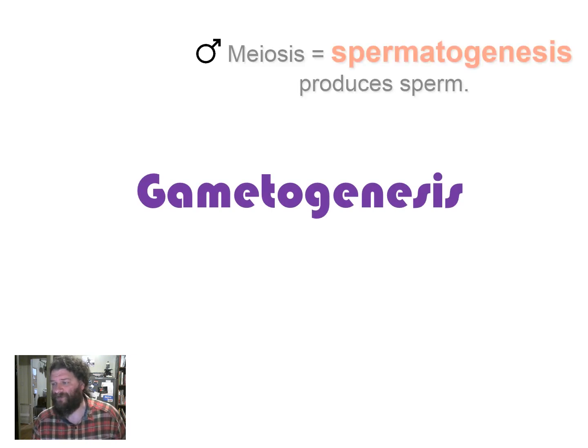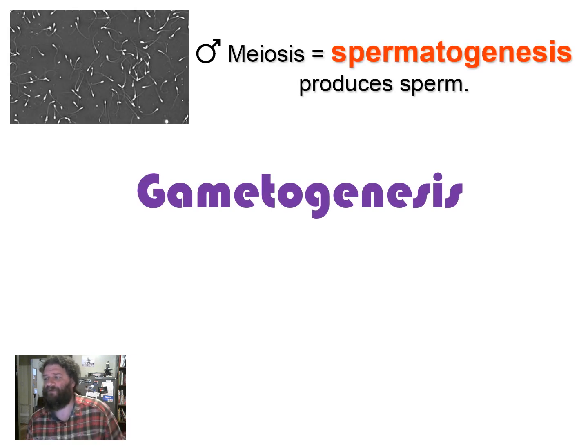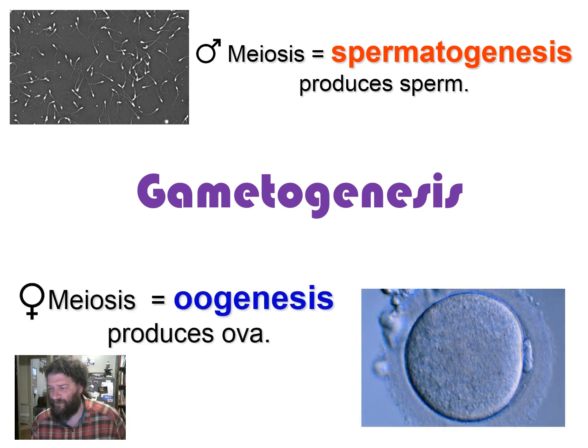Speaking of gametogenesis, when it's meiosis in testes, it makes sperm and it's called spermatogenesis. When it's in the ova, it's called oogenesis. Yes, you are supposed to pronounce each one of those O's separately. So when you go to the place with all the animals, it's called the zoo.